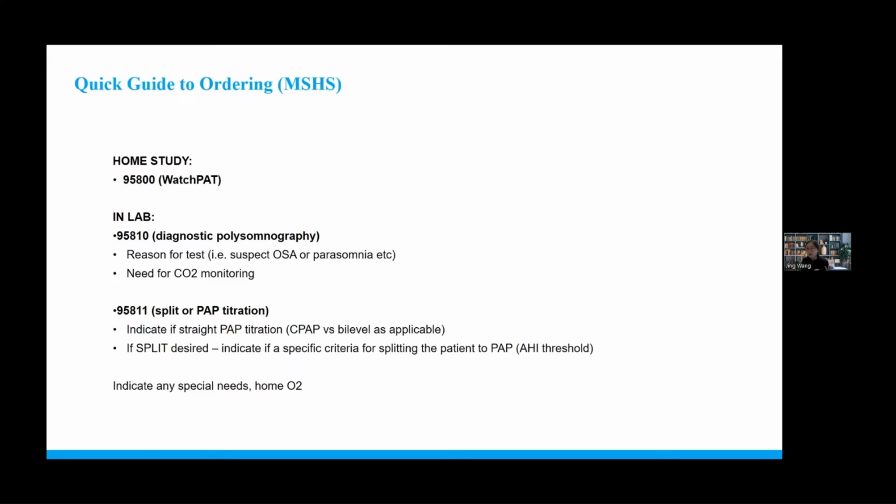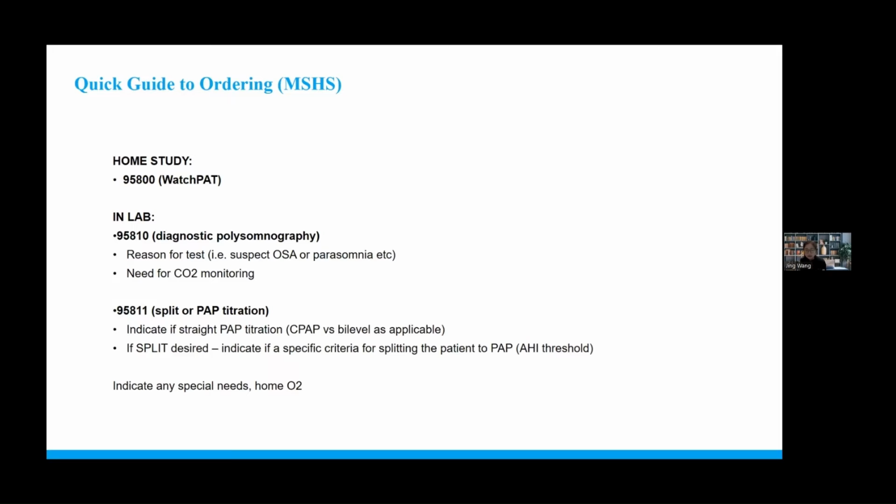If there's any confusion or when in doubt, just use the CPT codes. The code for the home sleep study is 95800, and that again will get the patient a WatchPat. For in-lab, you have 2 options. You have a 95810, which is a diagnostic polysomnography. So this is a purely diagnostic test, meaning the patient is going to get a full night of monitoring.